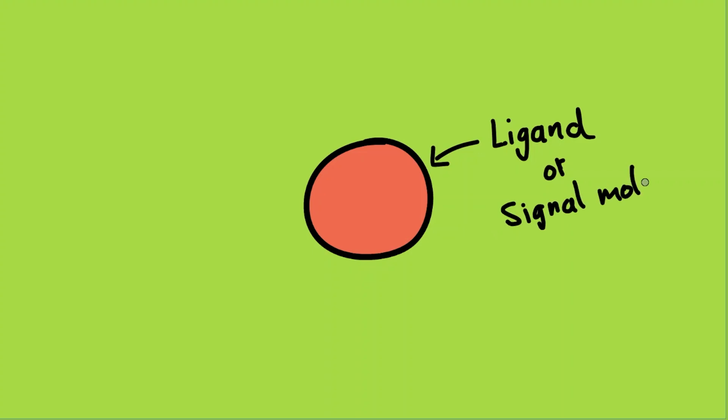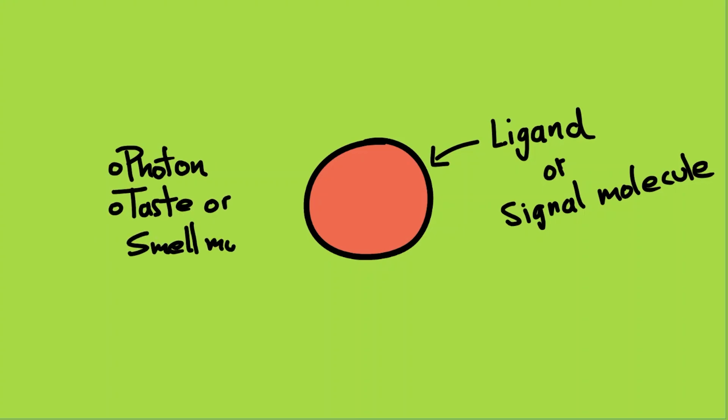So, today we'll learn about cell signaling, and the first component of any cell signaling is a ligand or a signal molecule, which can be a photon of light, or a taste or smell molecule, or a hormone. And as the name suggests, it's a signal molecule, which means it acts as a signal or a key to start any signaling process.